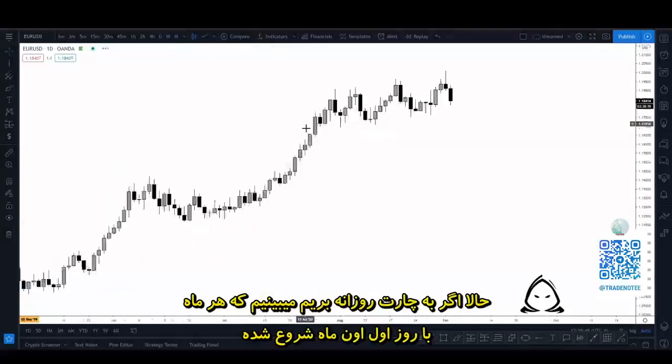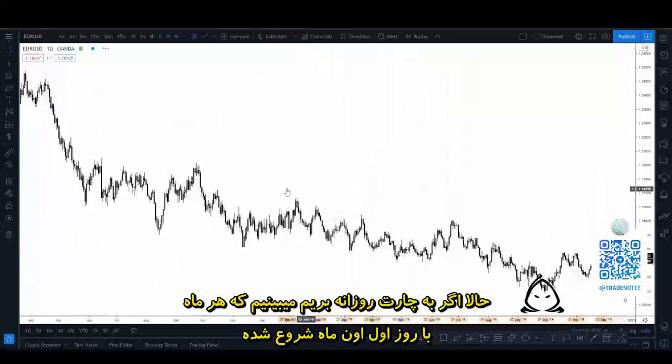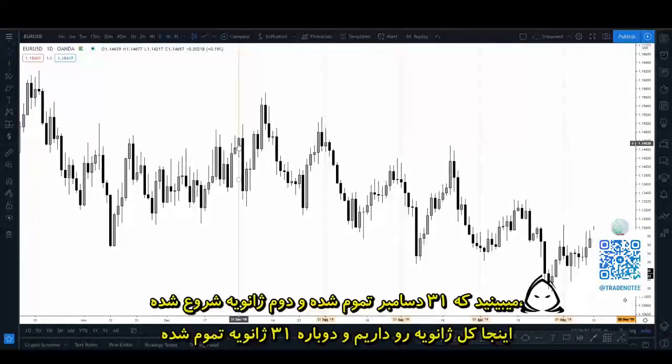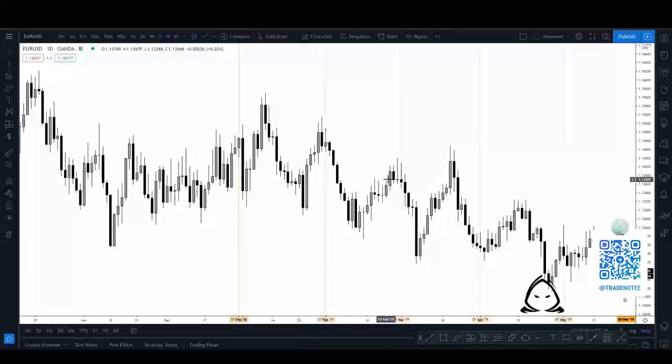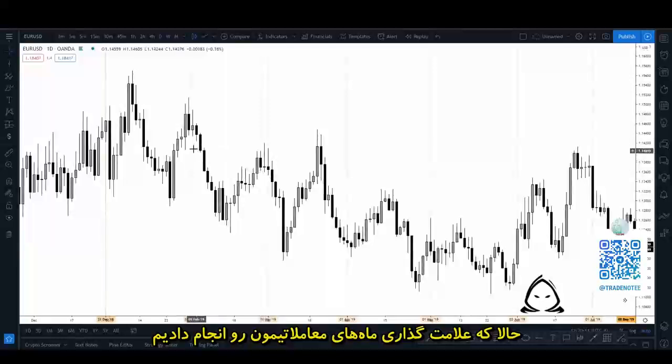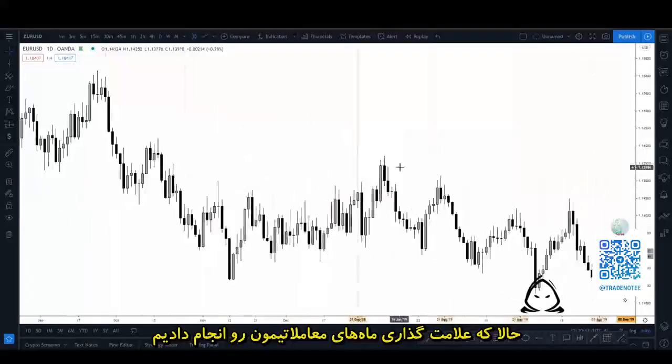So now if I go down to the daily chart, we can see that each month starts on the first of the month of that period. You've got December 31st and then January the 2nd. It continues all the January price action here, and then ends on January the 31st. The first candle is February the 1st. The last candle is February the 28th. We have March the 1st, and so on and so forth. So now we can very clearly mark out our months so we know what we're trading.